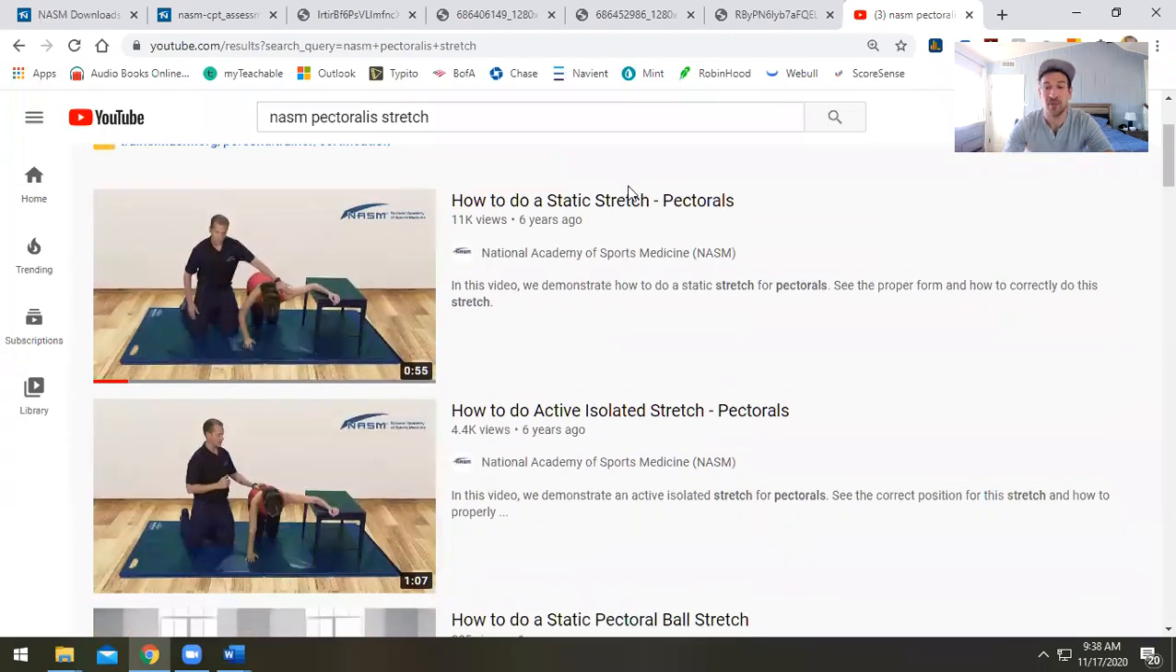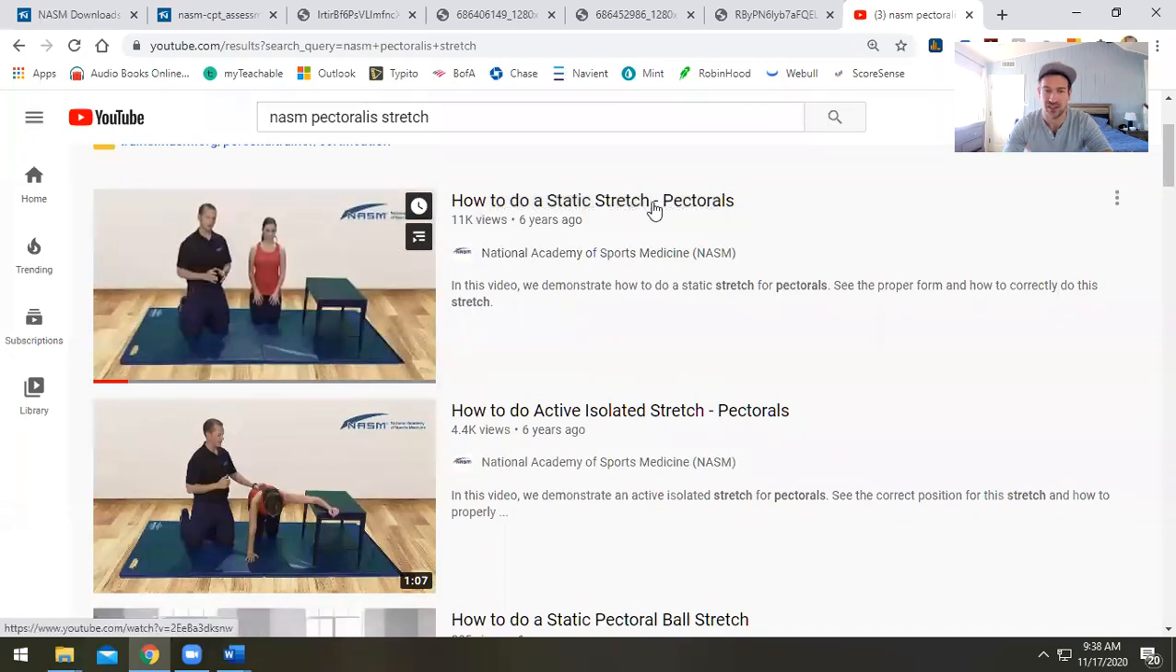So I'm going to show you this little video here, though, because the pecs are kind of a pain in the butt to stretch effectively. So I want to show you this little one-minute video here.